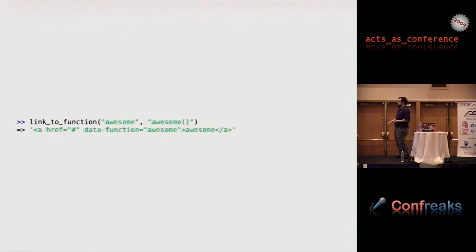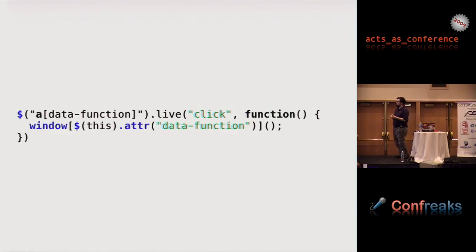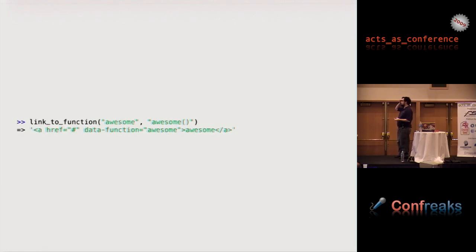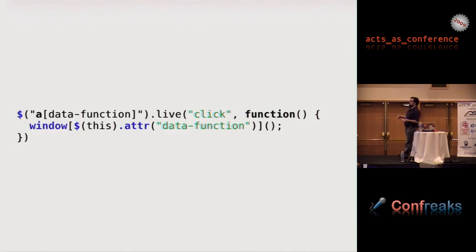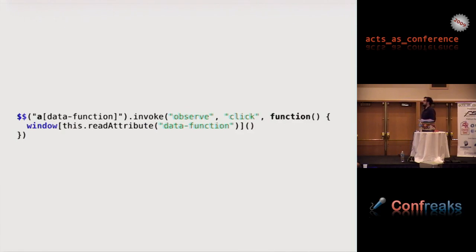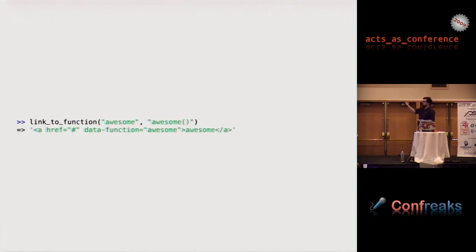Always work this way. Hold on. I'm missing a slide. So the goal instead is to change it so that you provide, actually, I'm not missing a slide, but that's incorrect. Okay, so here it says link_to_function "awesome", "awesome", and then you see on the bottom, a href equals pound, and then instead of onClick equals, it just says data-function equals awesome.